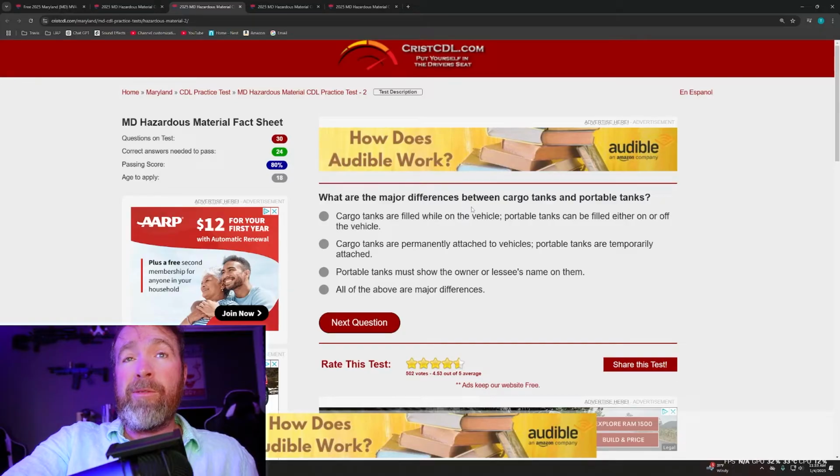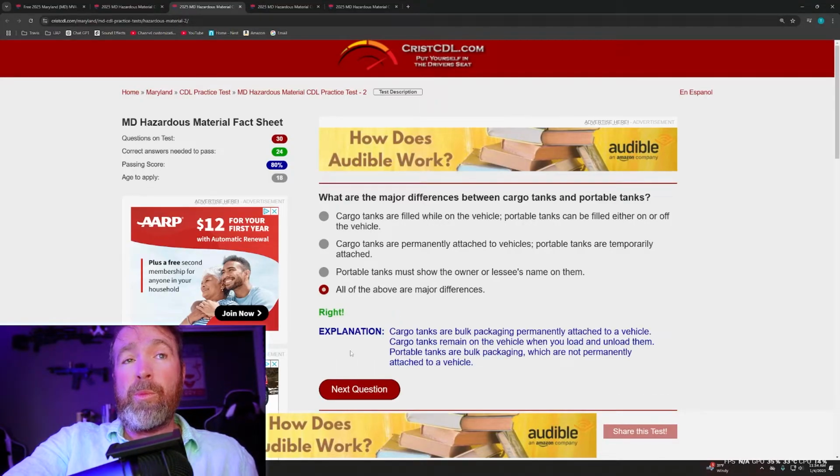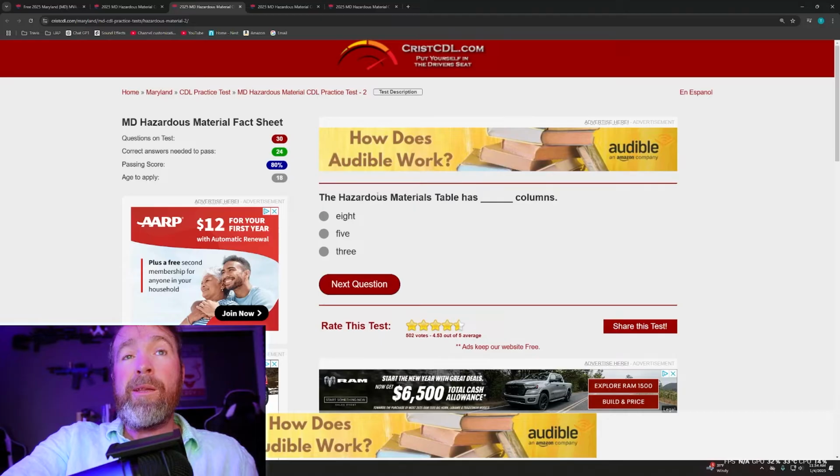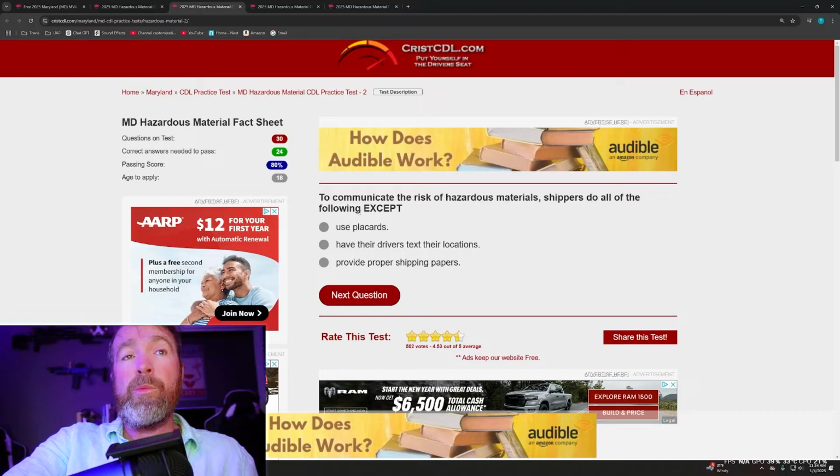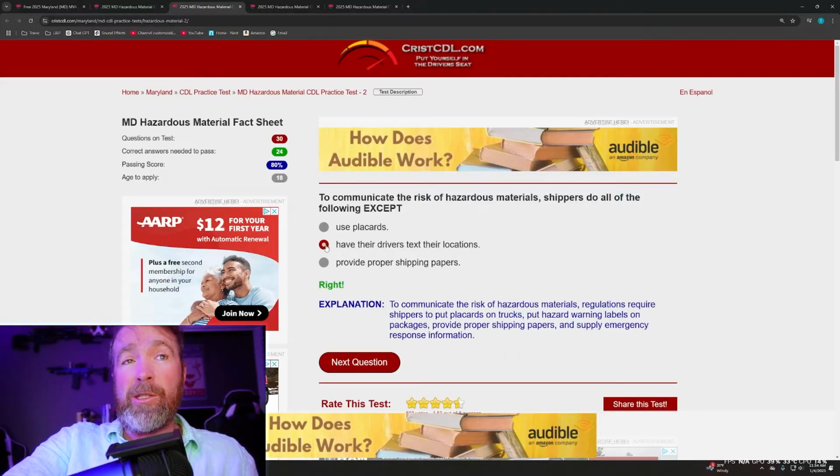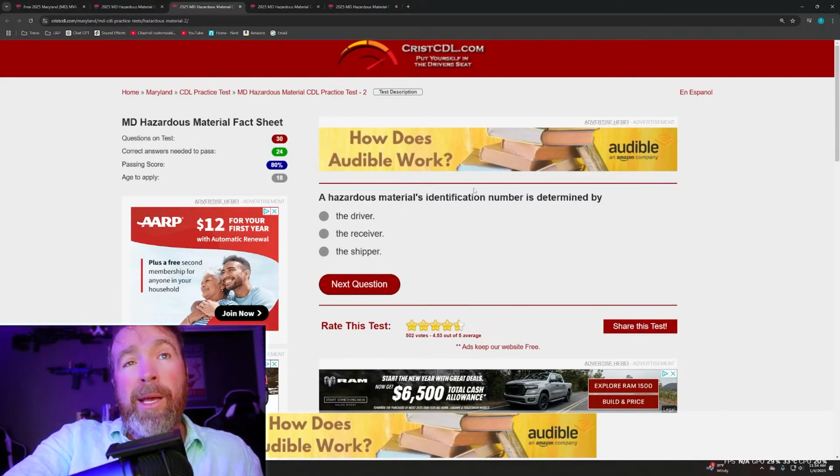What are the major differences between cargo tanks and portable tanks? All of the above are the major differences. The hazardous material table has 8 columns. To communicate the risk of hazardous materials, shippers do all of the following except have the driver text their location. A hazardous material identification number is determined by the shipper.